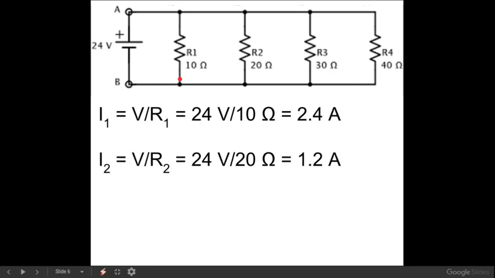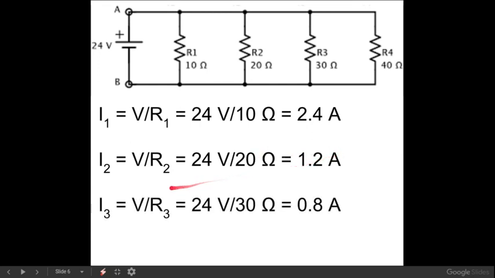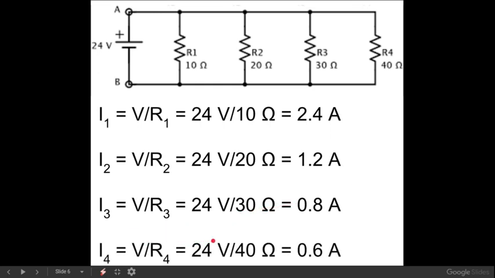We could repeat this for branch 2 and resistor 2. So voltage divided by resistor 2, so 24 volts divided by 20 ohms would give us 1.2 amps. Repeat this for resistor 3. So 24 volts divided by 30 ohms would give us 0.8 amps. And then we could repeat this for resistor 4. So 24 volts divided by 40 ohms would give us 0.6 amps. So 2.4 amps through here, 1.2 amps through here, 0.8 amps through here, and 0.6 amps through there.